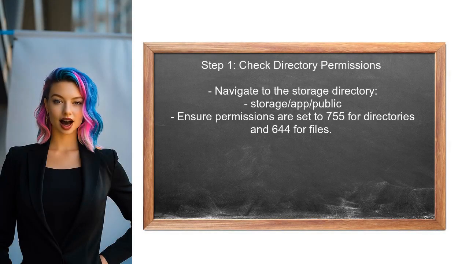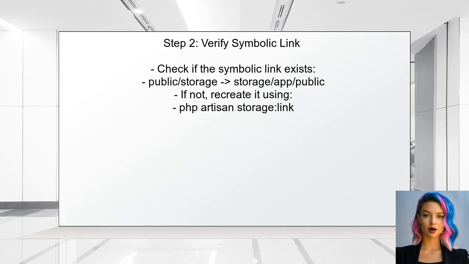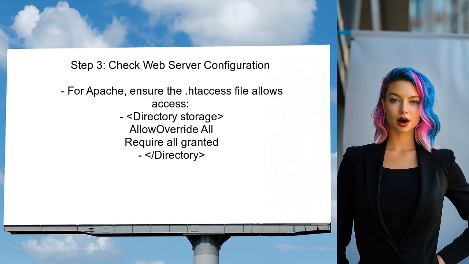To resolve the 403 forbidden error, the user should first check the permissions of the storage directory. Ensure that the storage directory and its subdirectories have the correct permissions set. Next, the user should verify the symbolic link created by the command. This link connects the public storage to the storage directory. If the link is broken or not created correctly, it can cause access issues. Additionally, the user should check the web server configuration. Sometimes the server may restrict access to certain directories. Ensure that the configuration allows access to the storage directory.